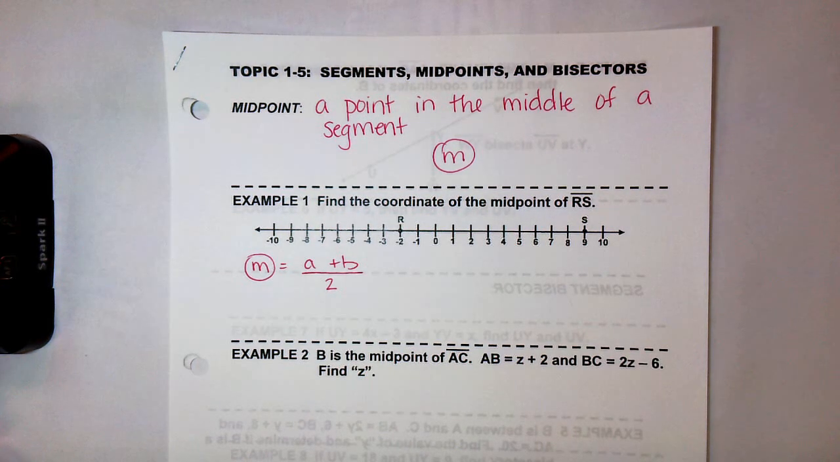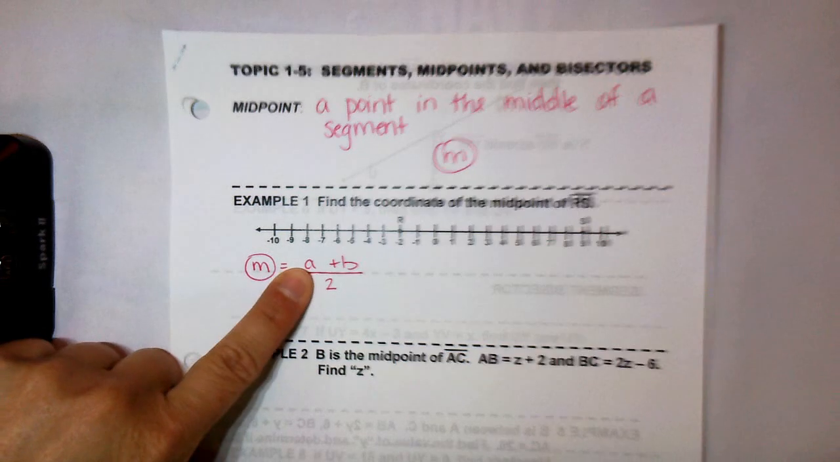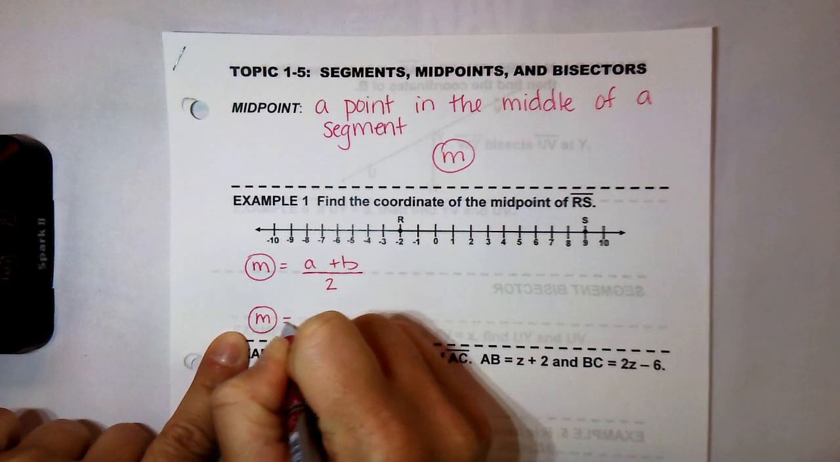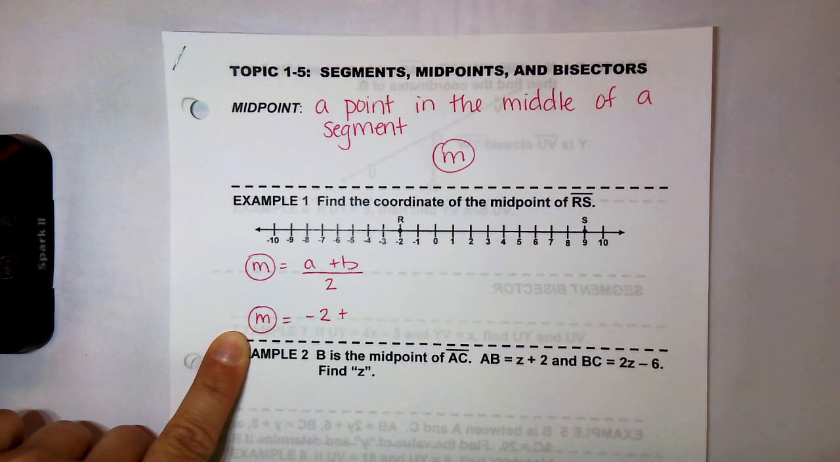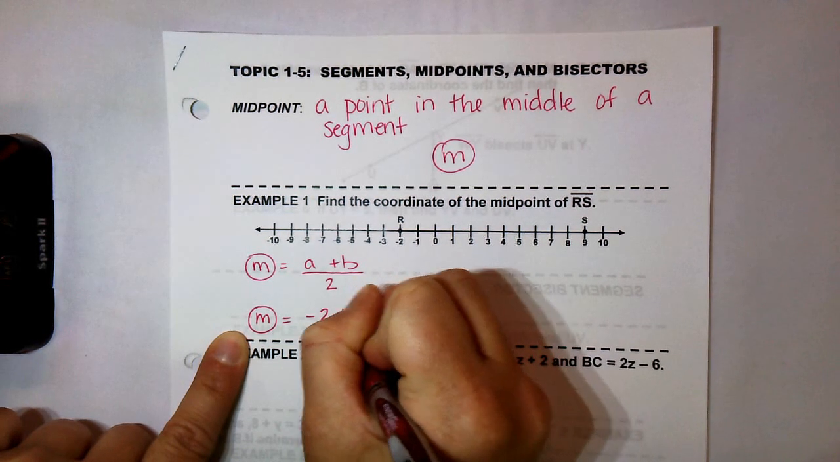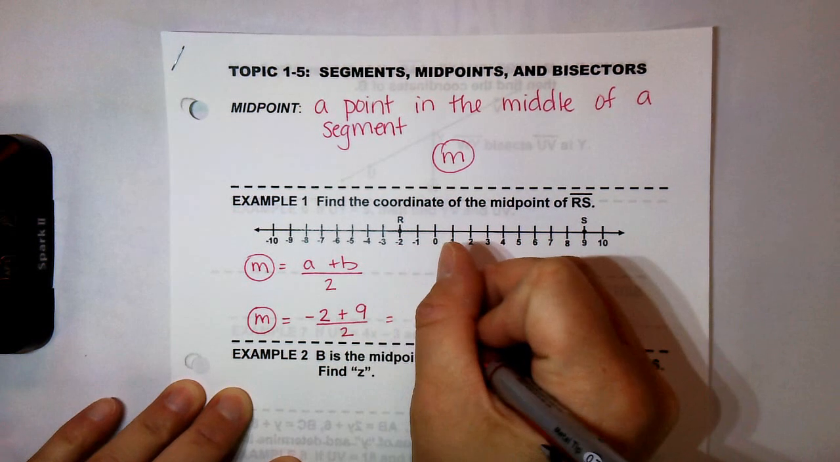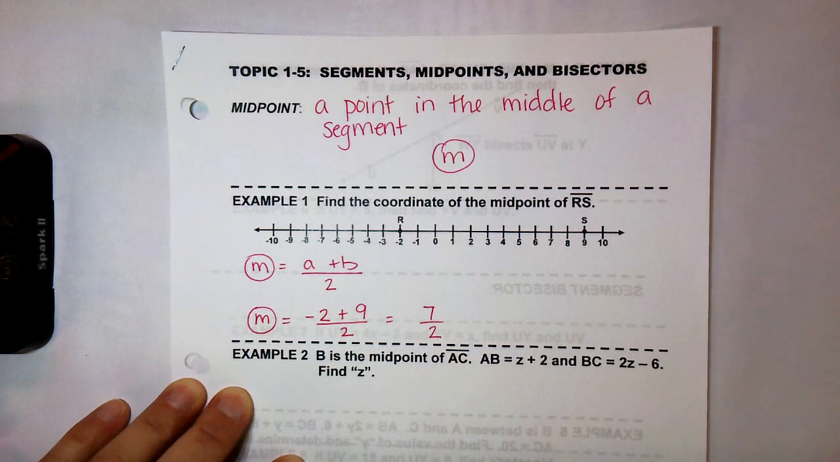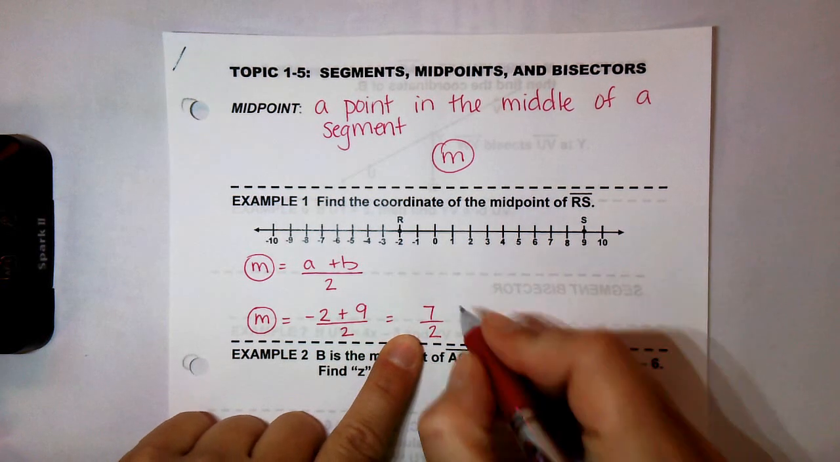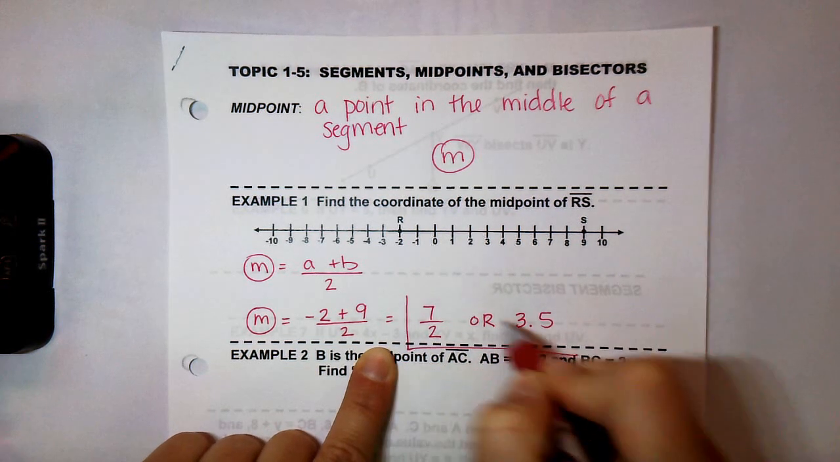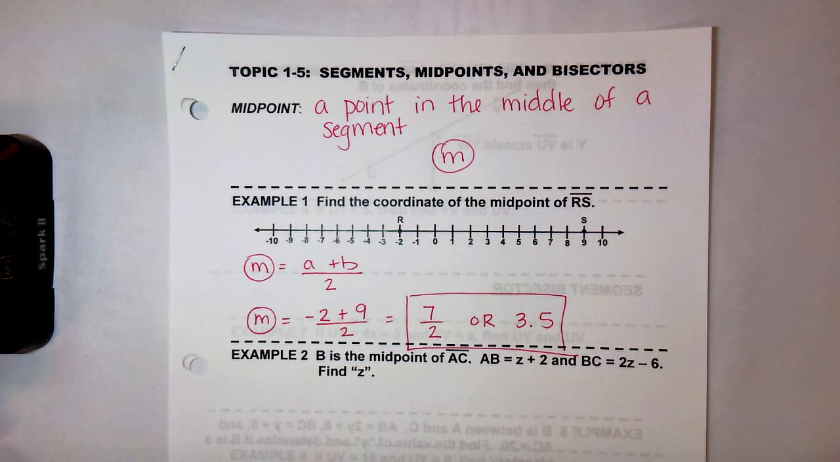So what is my first endpoint? Because it's not an A on this one. It's R. So what's R? -2 plus, what's my second one? 9, and then divided by 2. What's -2 plus 9? Can I reduce that anymore? I can make it a decimal, absolutely, but if you like fractions, I will take either one of those answers. Those are the same answers. 7/2 equals 3.5. One's a fraction, one's a decimal.